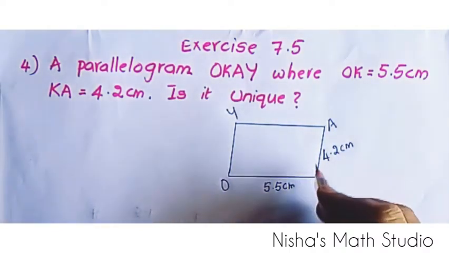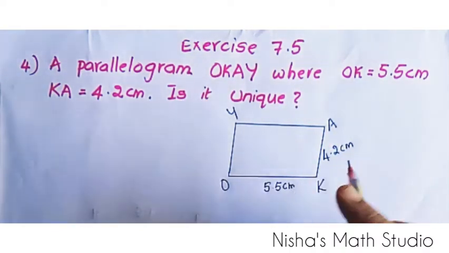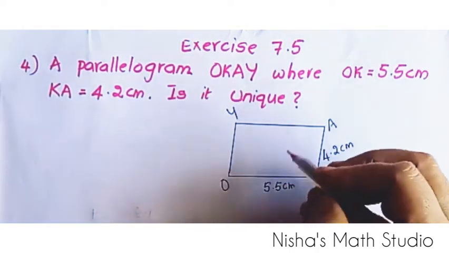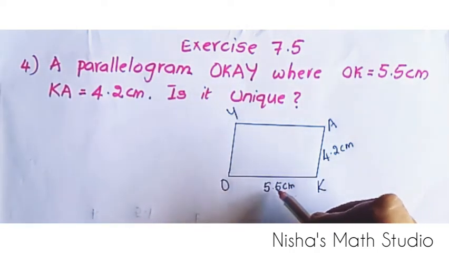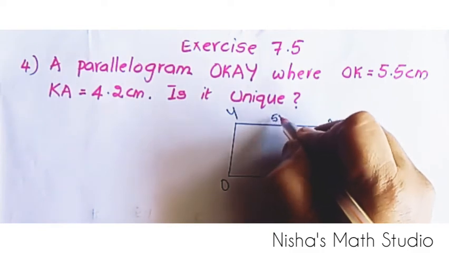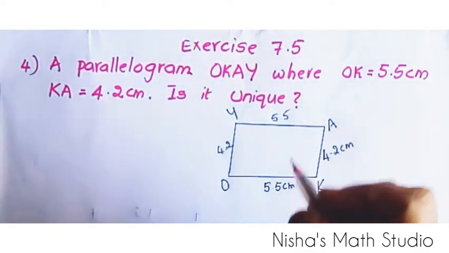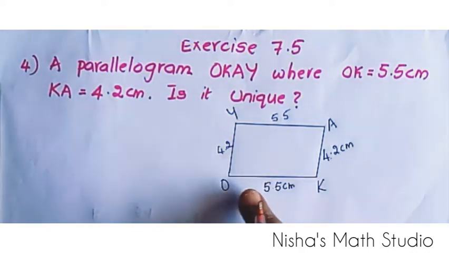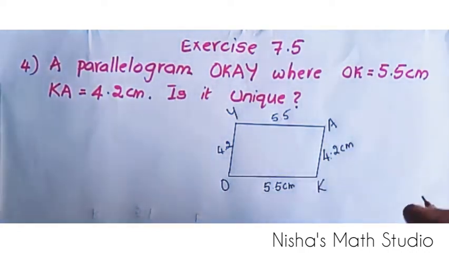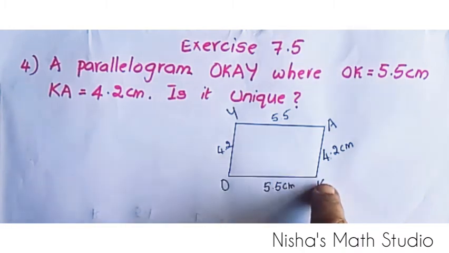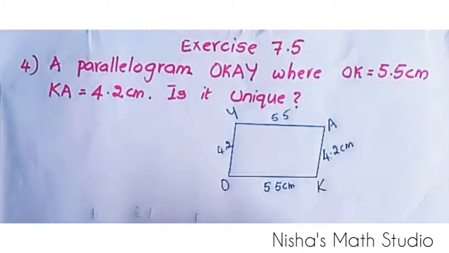They have not given us any angle, isn't it? But we can get all the 4 sides because we know the property of the parallelogram. If this is 5.5, this is also 5.5. If this is 4.2, this is also 4.2. So how do we draw this without the angles? One way to do it is we can take our own angle at these 2 points.